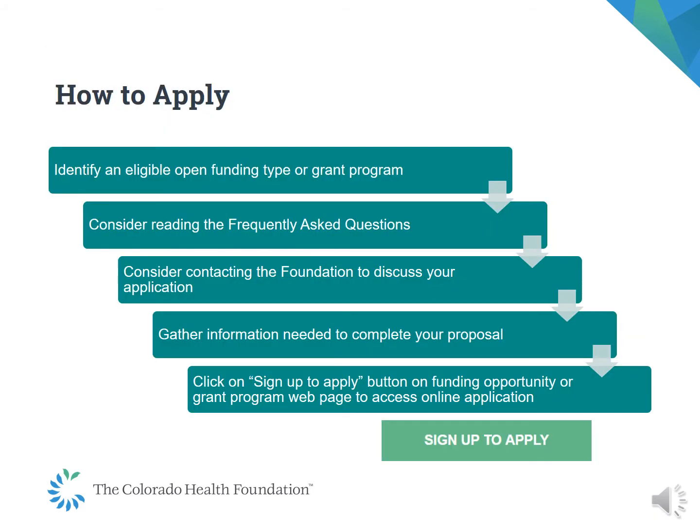The process to apply is listed here. First, identify a funding type or grant program that you're interested in applying for. Review the program criteria to ensure that your organization and project are eligible and that there's a match between your project and the funding criteria. You may want to review the frequently asked questions listed on our website for more information about our funding process, particularly if you're a first-time applicant or if it's been a while since you've applied for funding.